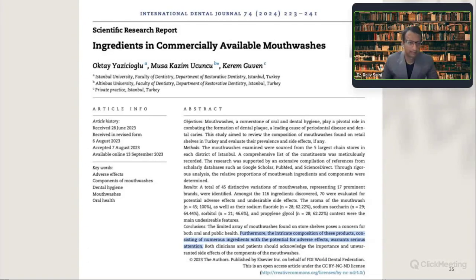There are a lot of independent studies and published research data that mention that many oral care products contain numerous ingredients with potential adverse effects, which can have serious effects in the oral cavity and the human body as a whole. So this is another research paper, published in 2023.